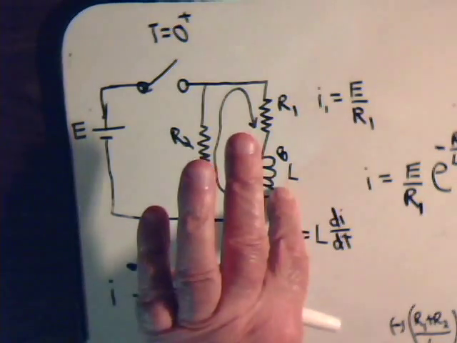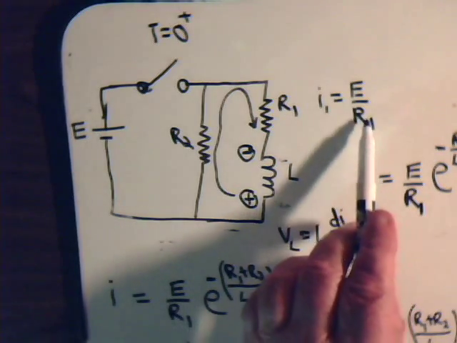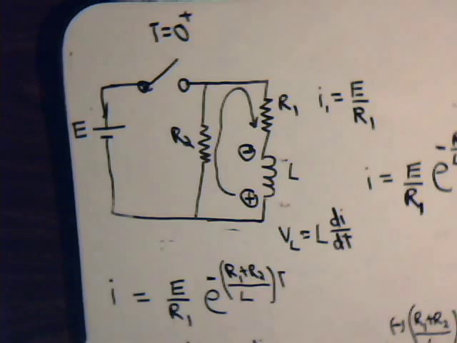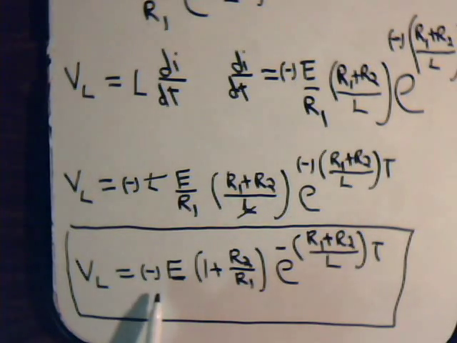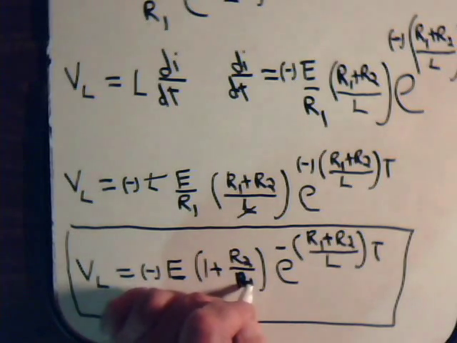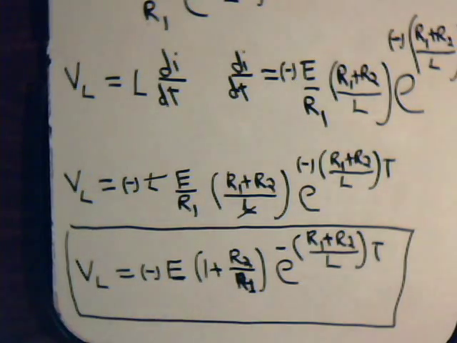Then of course this goes away. There's just a steady amount of current going through here. But then when we open the switch, now we have a voltage of the opposite polarity. And that is what this minus sign indicates. So it might look complicated, but we did want to take just a couple of minutes and derive the formula.